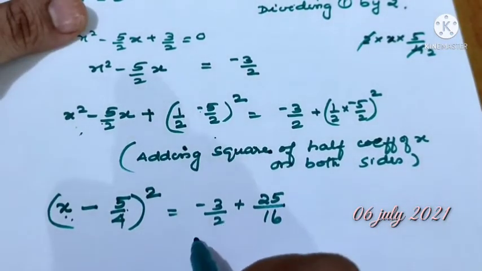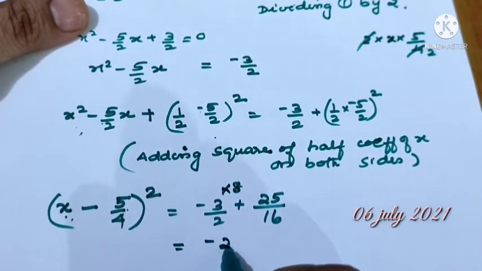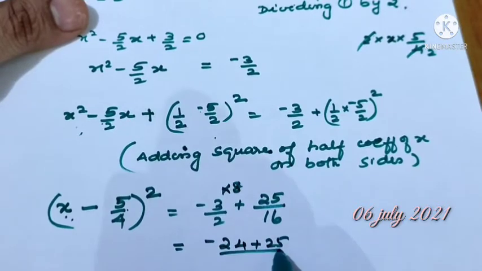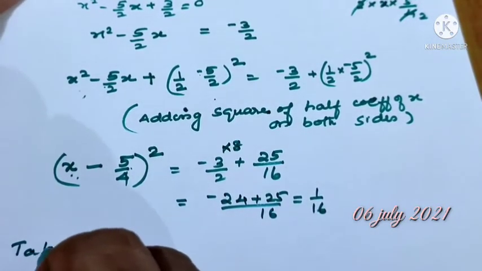Now simplify this side. Because the LCM is 16, multiply with 8 here. So minus 24 plus 25 by 16, which is equal to 1 by 16. Now what is the next step? Taking the square root on both the sides.